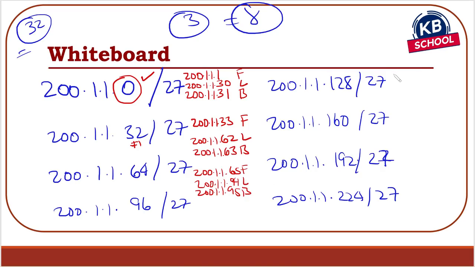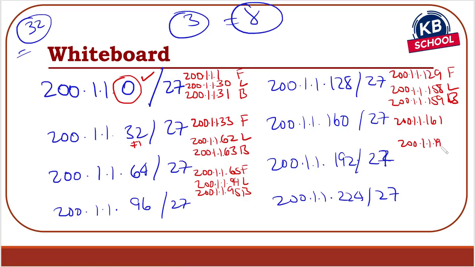This guy the same way, 200.1.1.129 is the first, 200.1.1.159 is the broadcast, and 200.1.1.158 is the last usable one. Sorry, I misspoke at first. On the 160 network now, 200.1.1.161 is first, 200.1.1.191 is the broadcast, 190 is the last usable one.